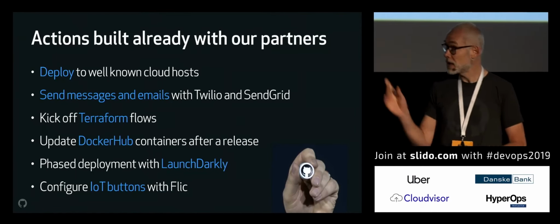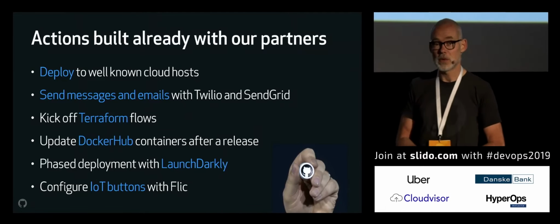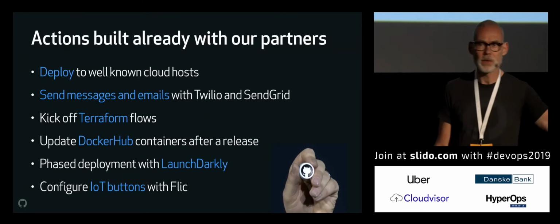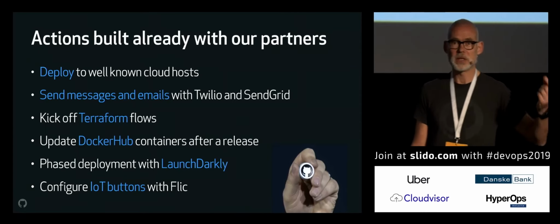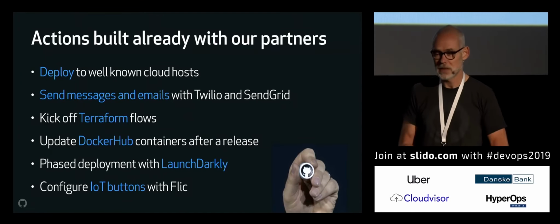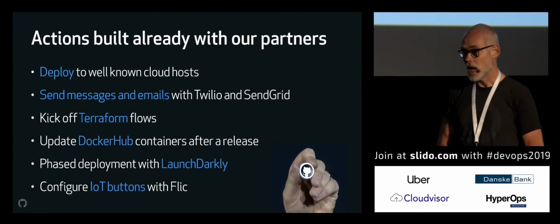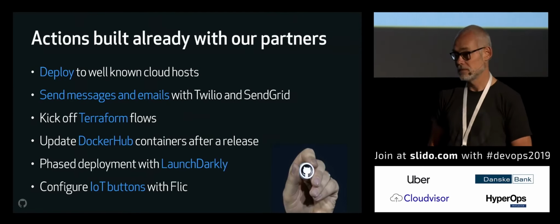And one I like a lot is Flic. Flic also created an action that allows you to use a Flic button. I don't know if you're familiar. Who's familiar with Flic buttons? Maybe Amazon also has these buttons, you know, with one click you can order products. So Flic has a programmable button. You can see it right there. And when you click it, you can trigger a GitHub action.